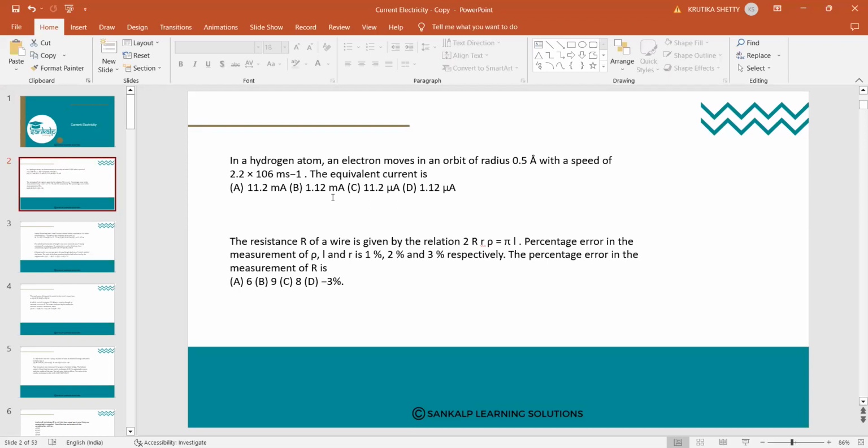You have a hydrogen atom, and you have to find the current. Current is equal to Q by T, but they are giving you the speed value, so convert the time using the speed. It is actually simple. So try this first one, try the second also, and tell me the answer.